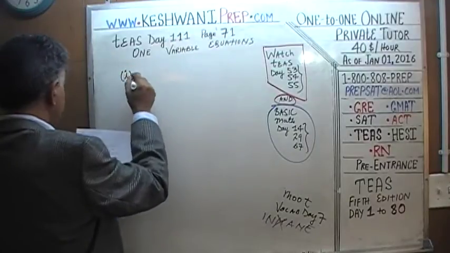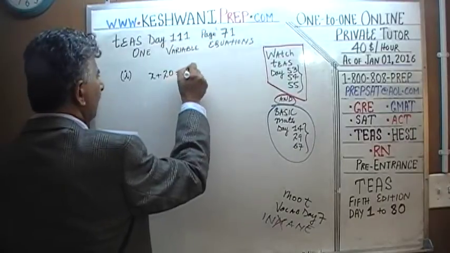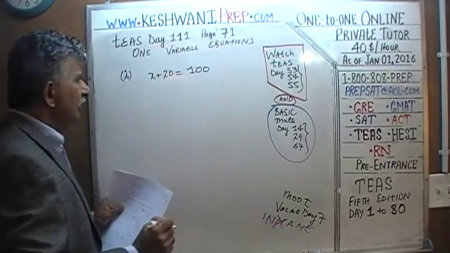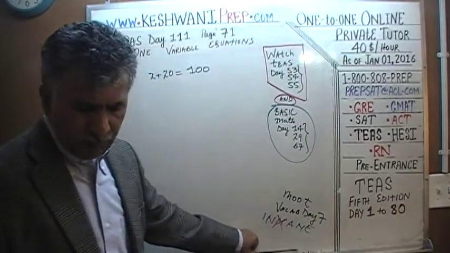Number one, it says x plus 20 is equal to 100. What's the value of x, for crying out loud? If x plus 20 is 100, of course x is 80. But how would you show your work?